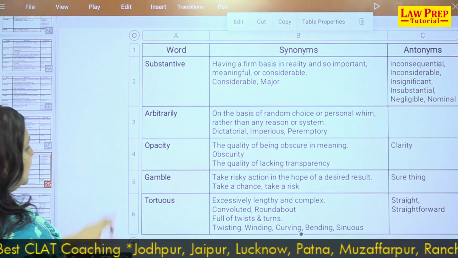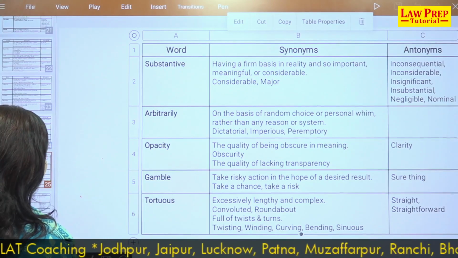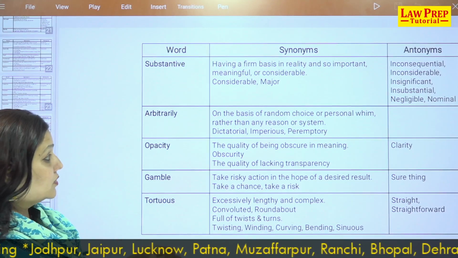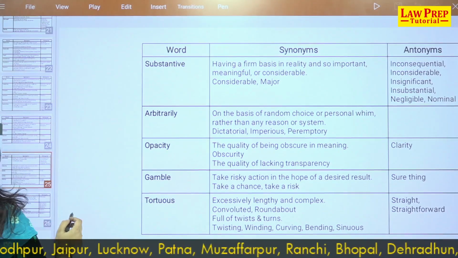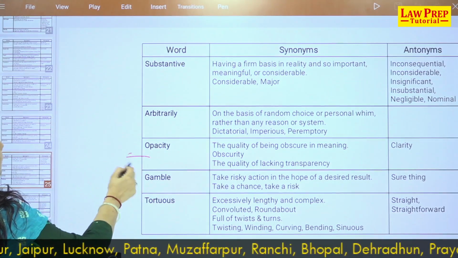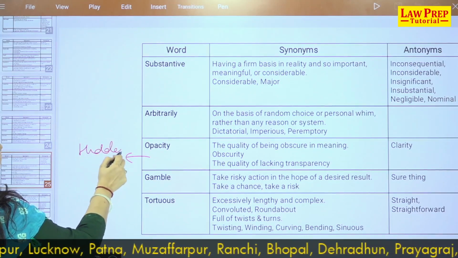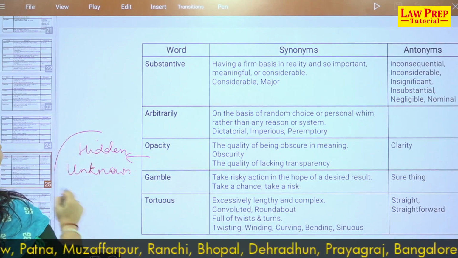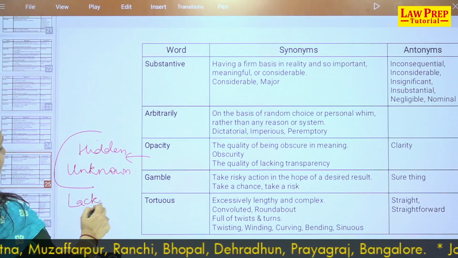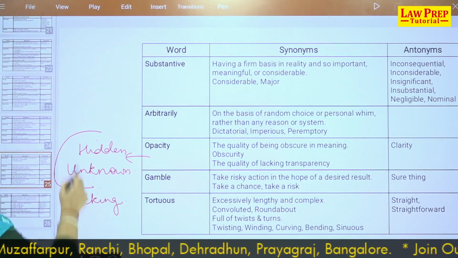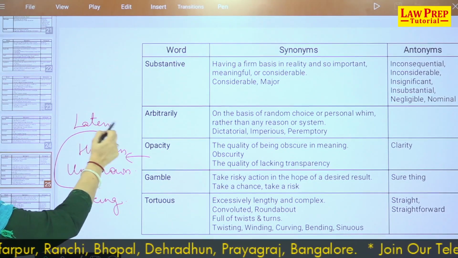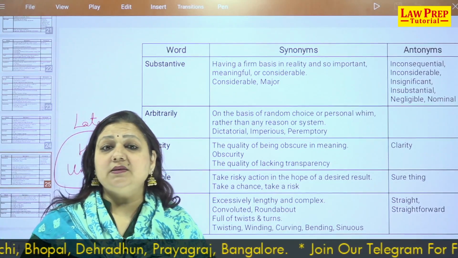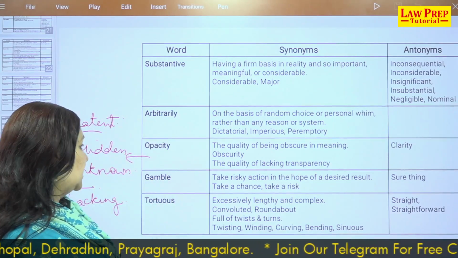The word opacity means the quality of being obscure. Something which is obscure is hidden, it's not clear. Please write the synonyms for this. Obscure is hidden. It is unknown. It is lacking transparency. It is latent. The meaning is not clear. When we read the poems of Emily Dickinson, they have a lot of opacity.